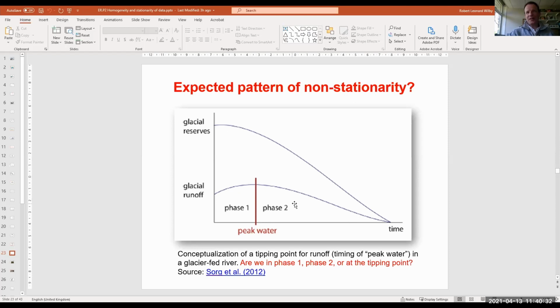So again, here, perhaps a question to the group is, from your understanding of glacial behavior in Central Europe, what's our expectation of the non-stationary behavior? Do you think that this graph here describes the glacial reserves, the behavior through time across Central Europe?